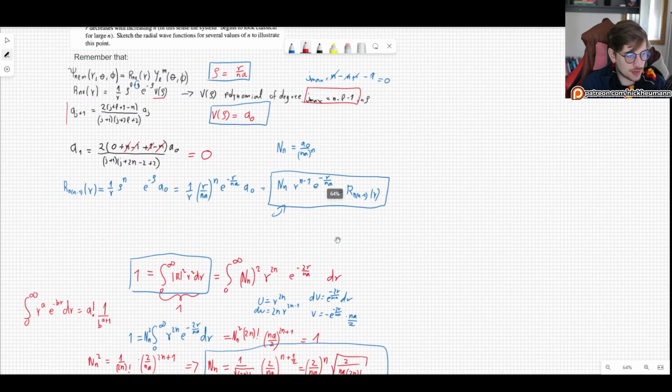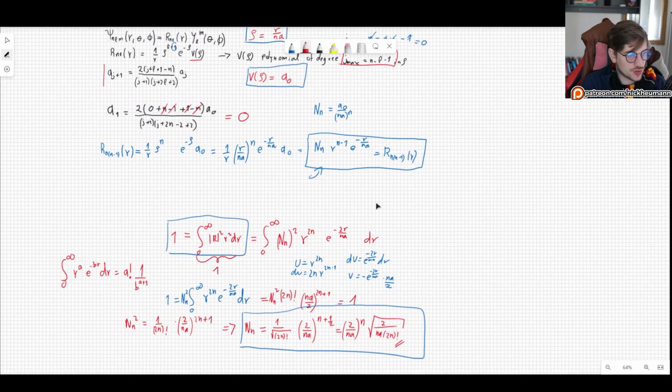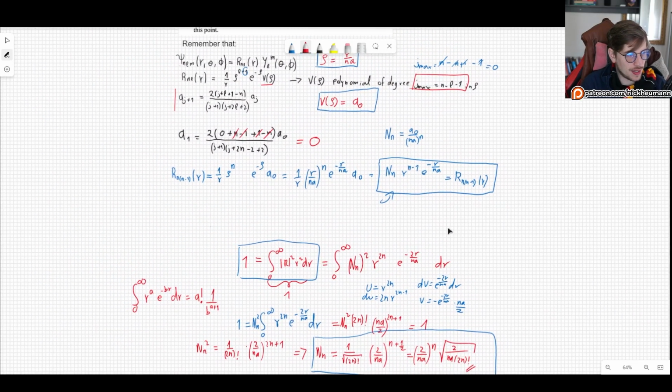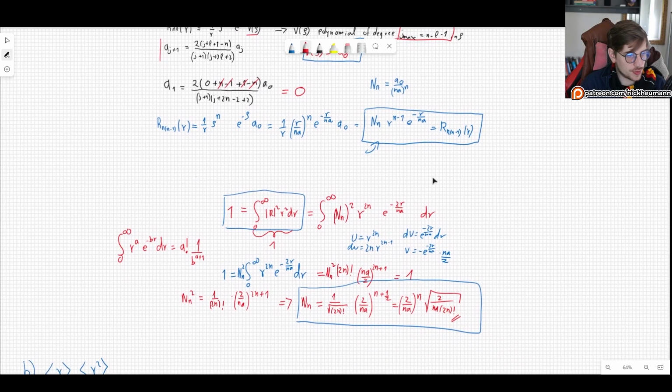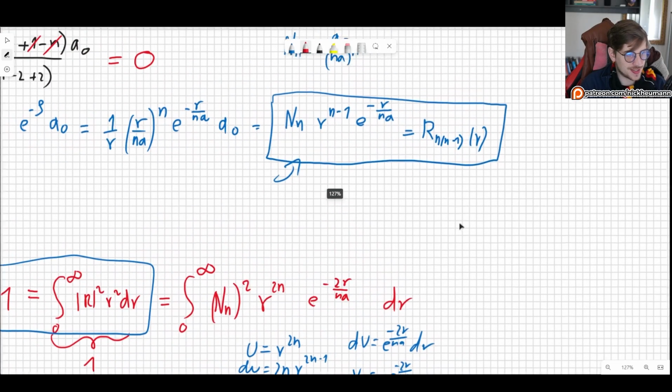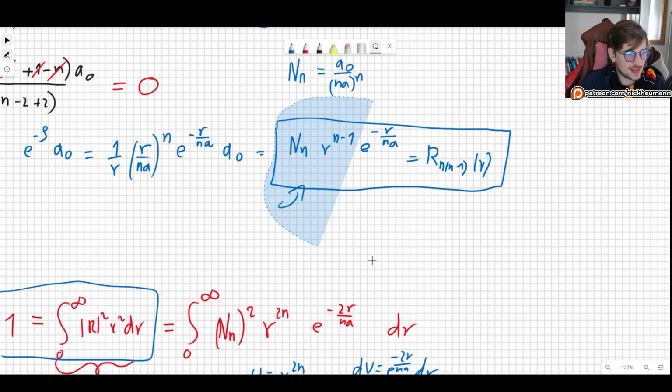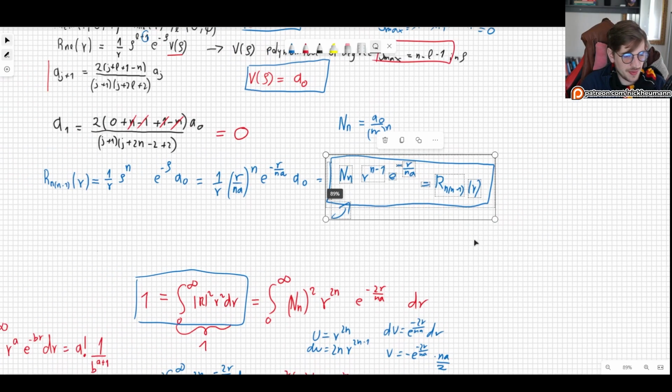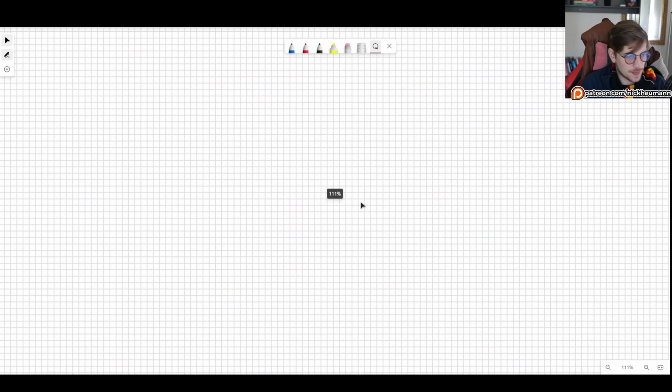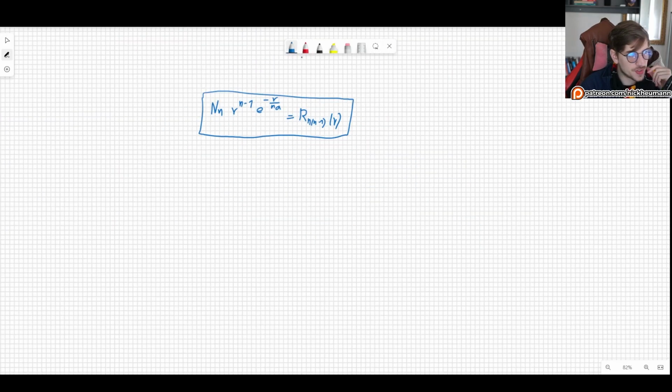So let's go for our general formula. Our formula for R, I already lost it. Where did we put it? It's right here. So we can take this and very quickly sketch a few of these wave functions. If we want to sketch this, let's quickly find the maxima for this function. We can take the derivative of our general R, R n n minus 1, with respect to r, and set it equal to 0.